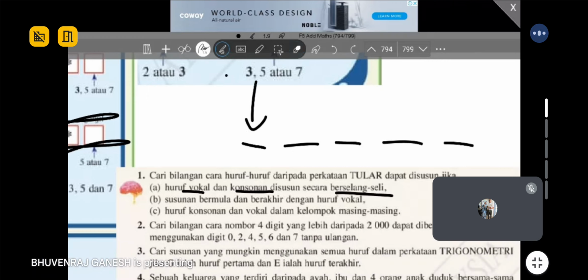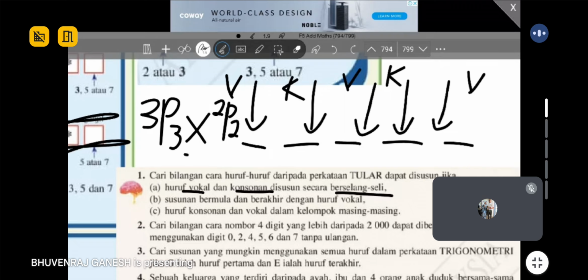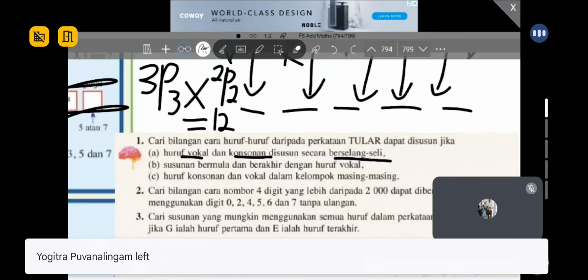So basically, vowel, consonant, vowel, consonant, vowel. So this is the concept. Okay, so means that 3 spaces, 3 tempat kena diisi dengan 3 vowels. So that's why we have 3P3 times with 2 spaces for consonants, fill it with the 2 consonants. So 2P2. So you can write like this also can. You will get the same answer, which is 12. This concept also can. Or 3 factorial times 2 factorial also can. Same meaning. Okay? So yeah.